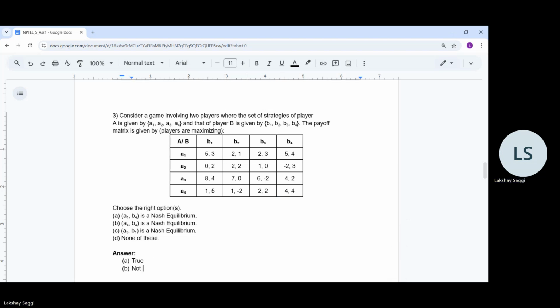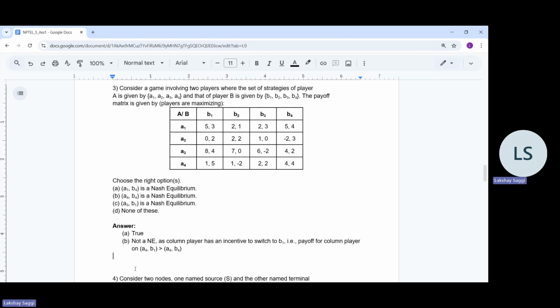So this is not a Nash equilibrium, as the column player has an incentive to switch to B1. What this means is that the payoff for the column player on playing A4 comma B1 is greater than A4 comma B4. So something like this. Yeah, that's why the B part is not a Nash equilibrium.